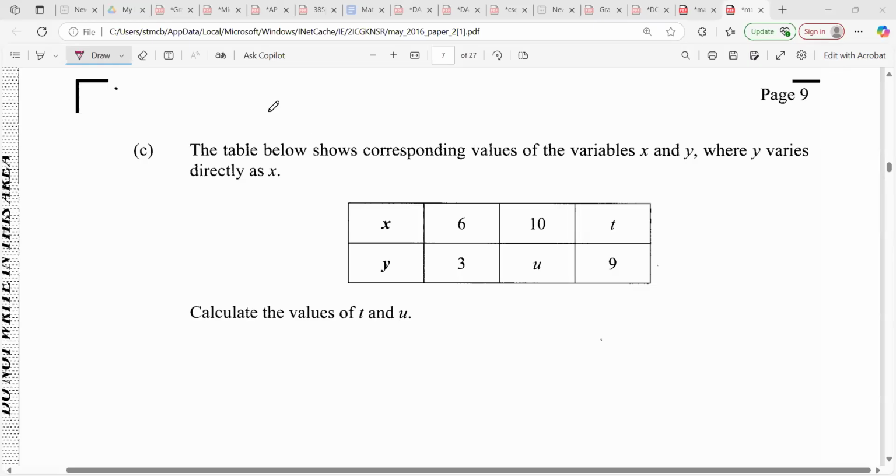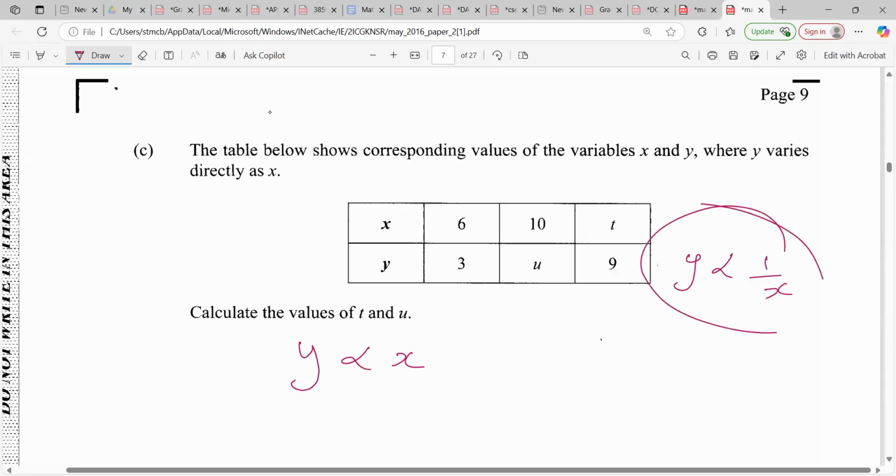Alright, so the table below shows the corresponding values of the variables x and y, where y varies directly to x. So you have two types of them. You have the inverse and you have the direct. So y varies directly to x. That's how we write, right? For the next one, inversely, in the marathon we did one on that, right? And it's y inversely, 1 over x. That's another story for another day. All right, so this one varies directly.